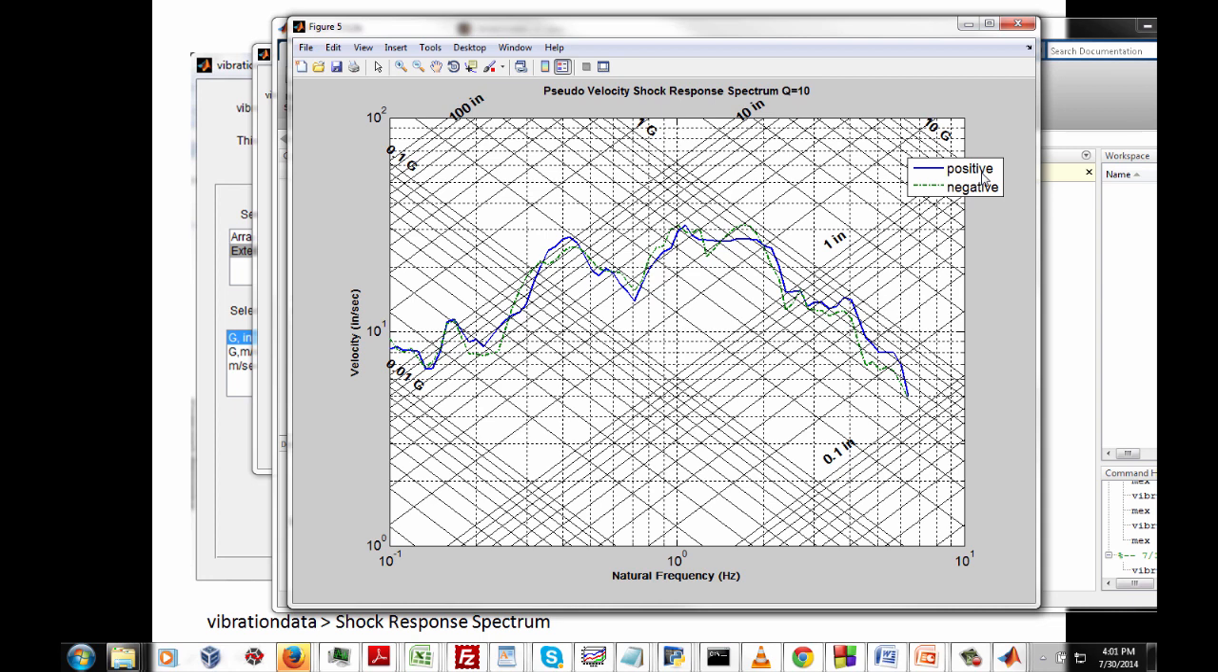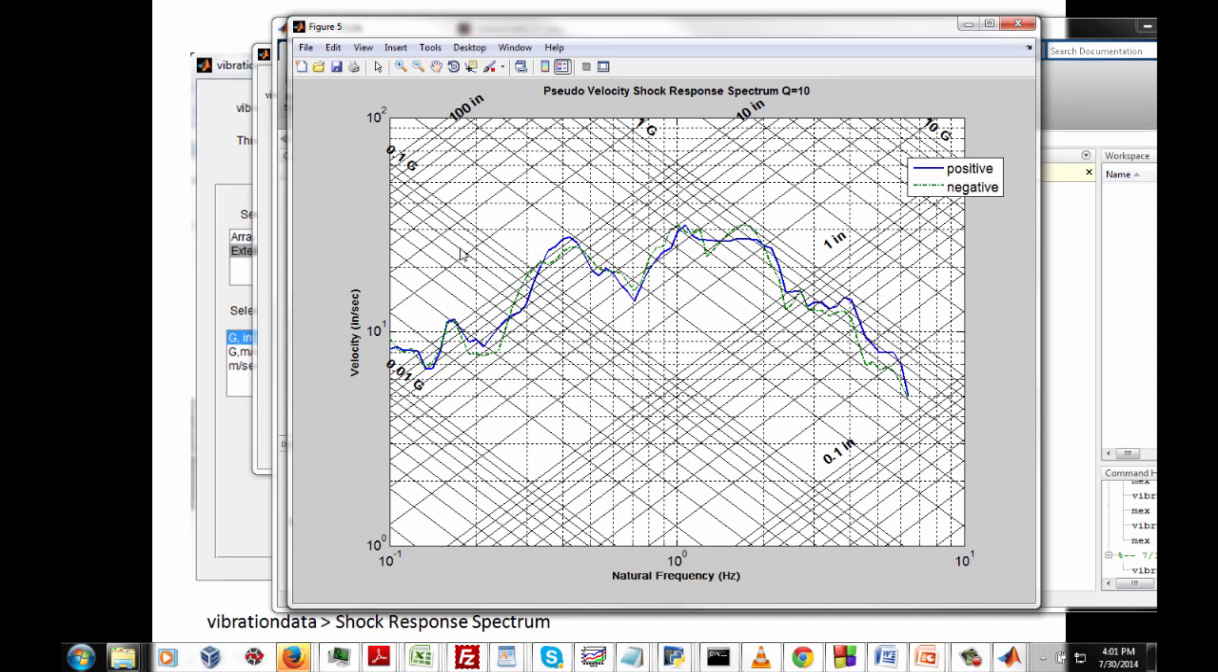Either way is fine. So primarily what we're representing is our pseudo velocity shock response spectrum, Q equal to 10, where we have velocity in inches per second along the y-axis, natural frequency in hertz along the x-axis. So if you ignore all the diagonal lines, you've seen this pair of curves before.